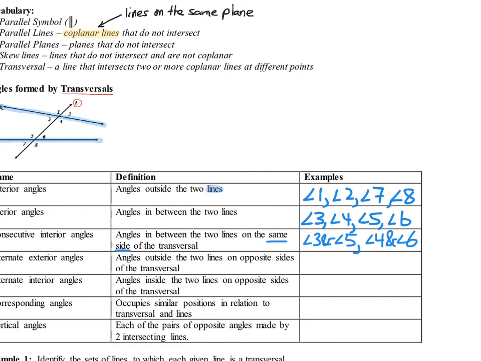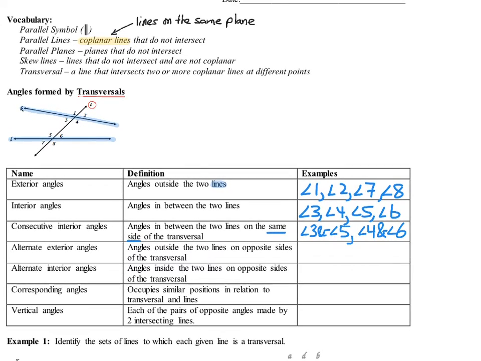Honestly, most of the time when I'm studying, I'd say 99 times out of 100, I tend to remember the definition of something not by what it is, but what it isn't. So maybe I don't know what a consecutive interior angle is, but I know what an alternate interior angle is, and I know what an alternate exterior angle is. And so consecutive must not be that. And by using that knowledge, I'm able to kind of put it all together.